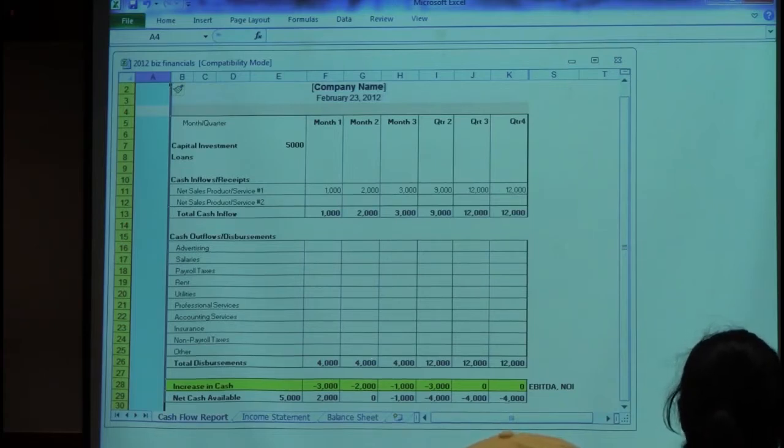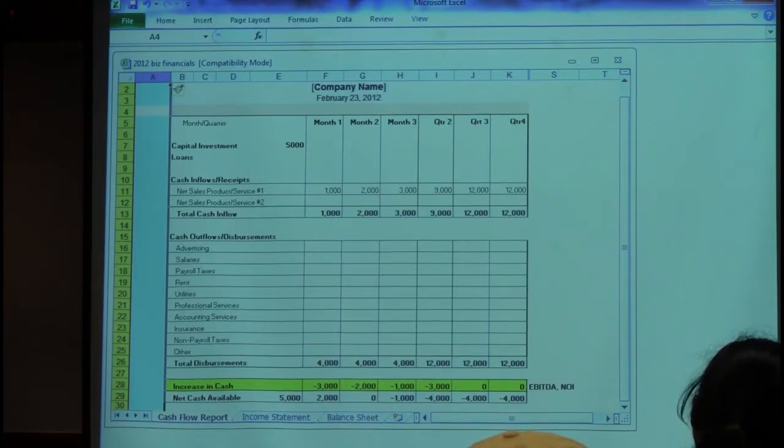Then we go to the second one. Receipts are up a little bit, but we still have a negative cash flow of $2,000 that month, and that zeroes out our available cash. So right off the bat, 2 months in, we need to go talk to the banker.